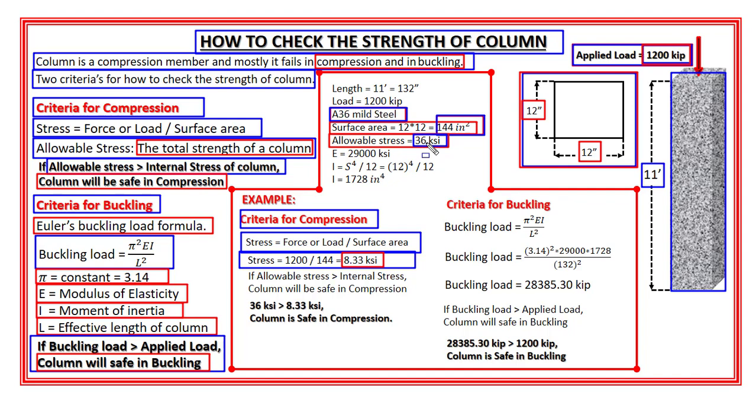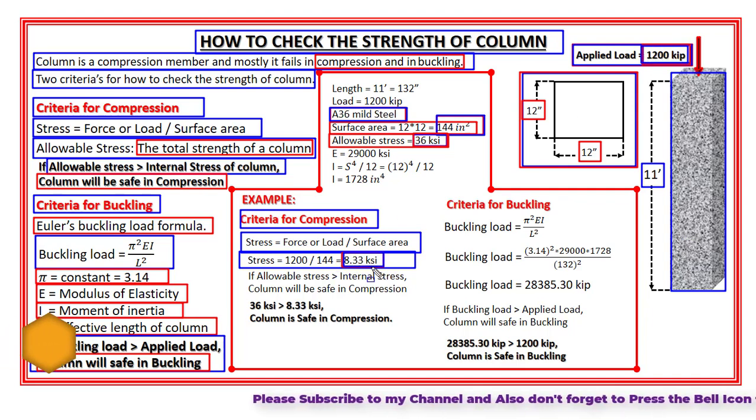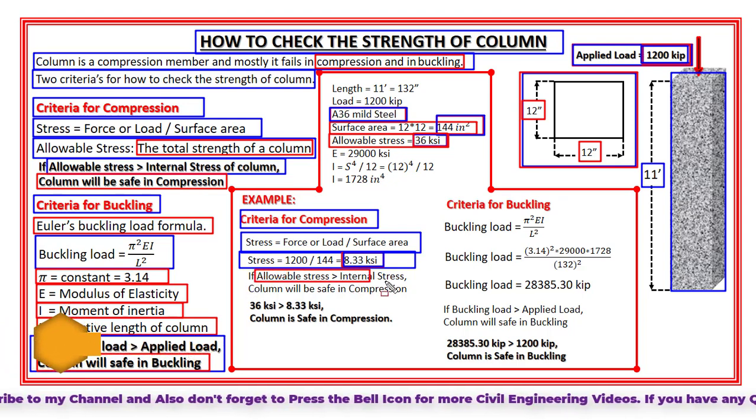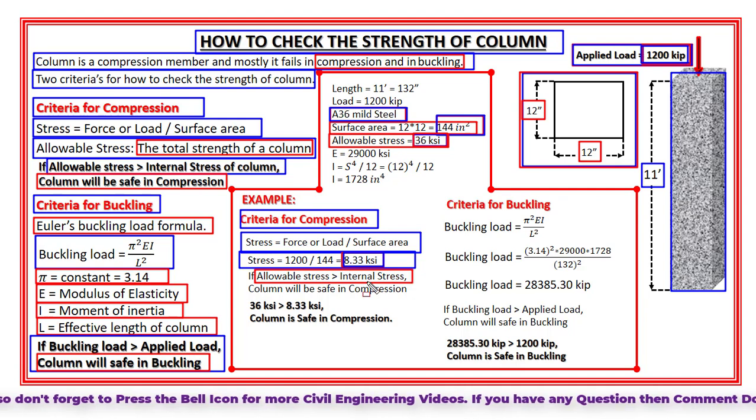Okay. Now what this basically means? Well, it means that this particular column has the ability or strength to safely support the stresses up to 36 ksi. And here the stresses produced in this column due to the load of 1200 kip are just 8.33 ksi. So the criteria for compression states that if the allowable stresses of the column is greater than the internal stresses of the column, then that column will be safe under the applied load.